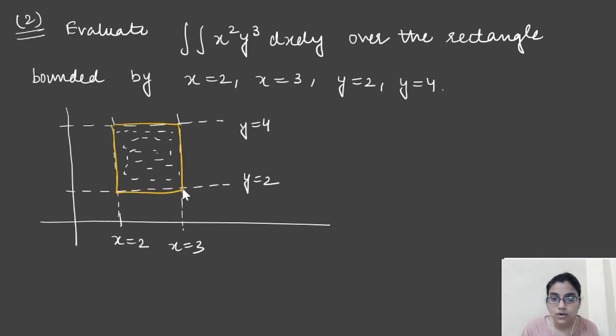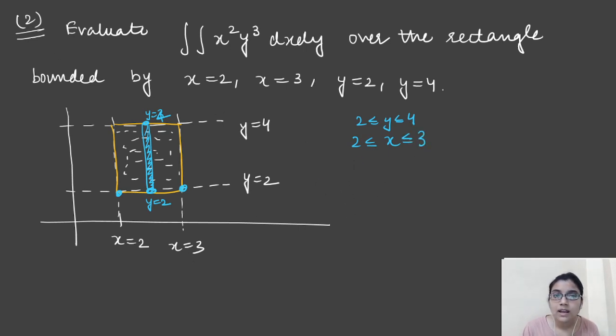This is going to be our domain. Suppose you want to find out the limit of x in terms of y, which is not possible here. So suppose you want to find out the limit of y in terms of x. It is going to be from bottom, which is y equal to 2, to top, which is y equal to 4, sorry, not 3. So the limit of y is from 2 to 4. Then you move from left to right: the leftmost point says x is 2 and the rightmost says x is equal to 3.